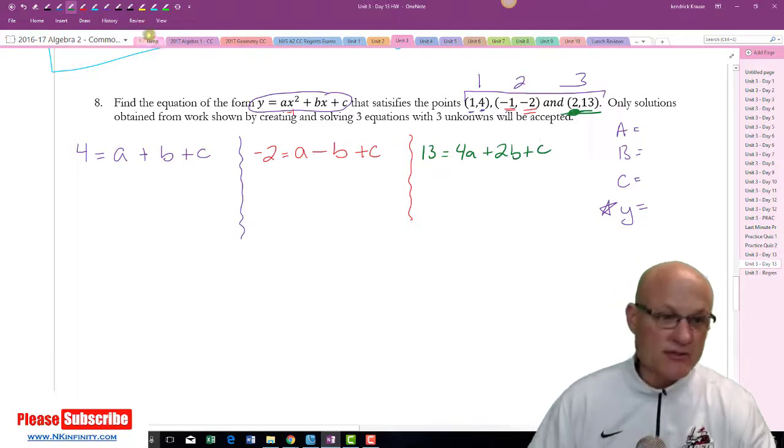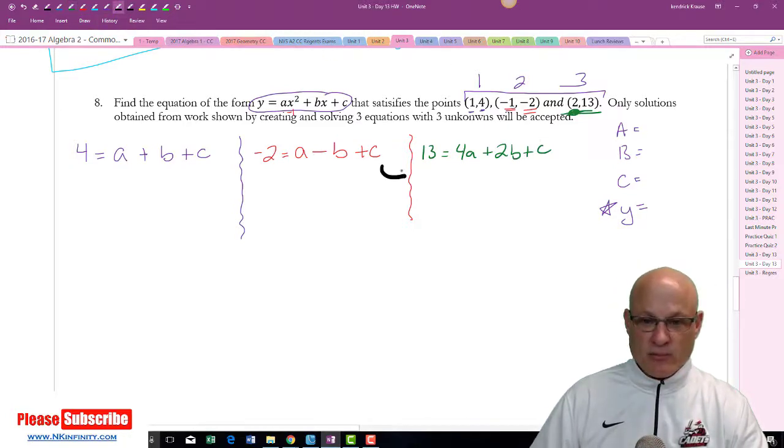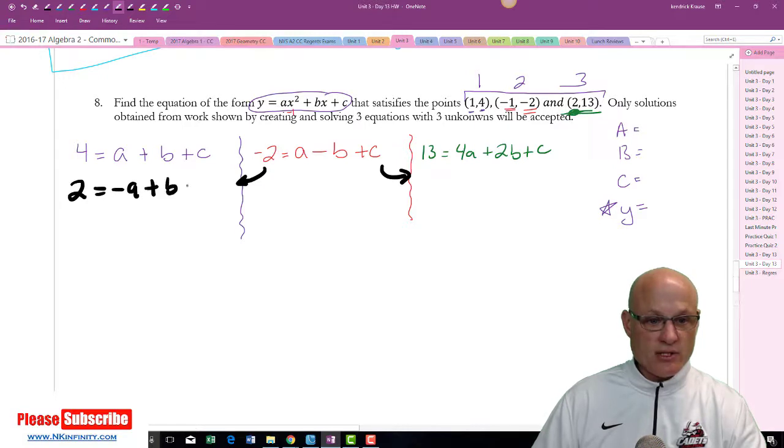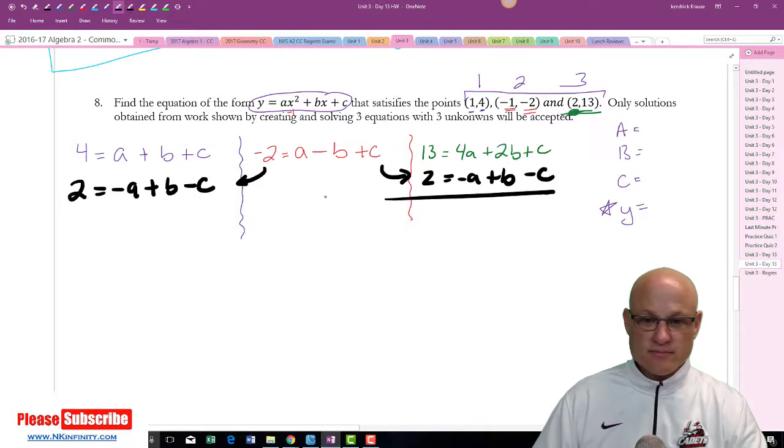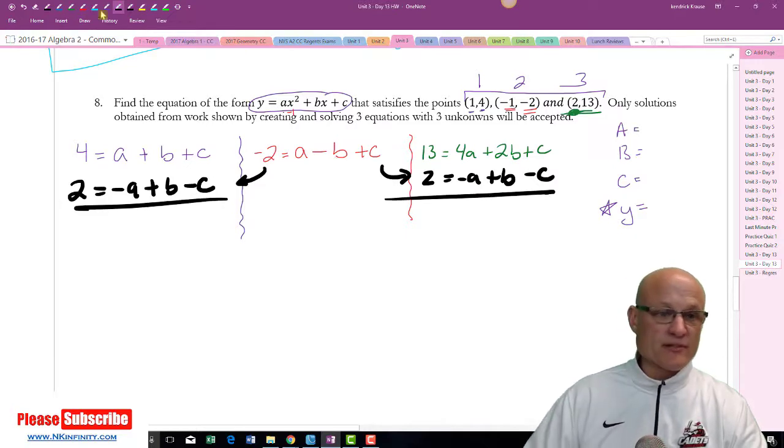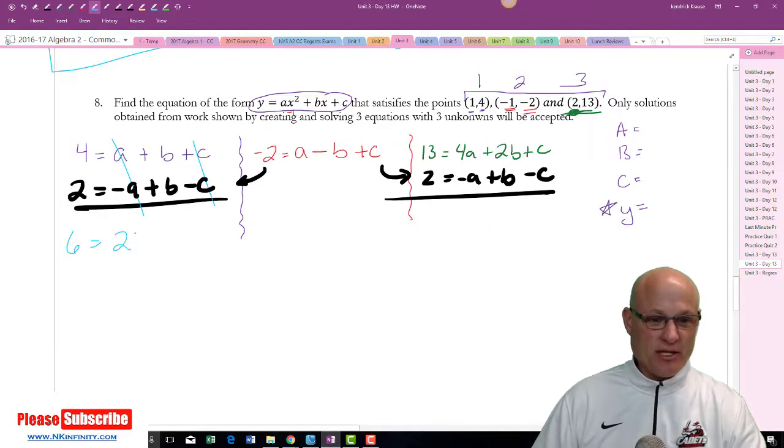Now here's why I like this. I'm going to take this equation, put it here and negate it, and put it here and negate it. So I'll put it over here. It's going to be 2 equals negative a plus b minus c. Same thing over here. 2 equals negative a plus b minus c. So it goes into both places. So here we go. I get 6 equals, a's cancel and c's cancel, 2b, so b equals 3.